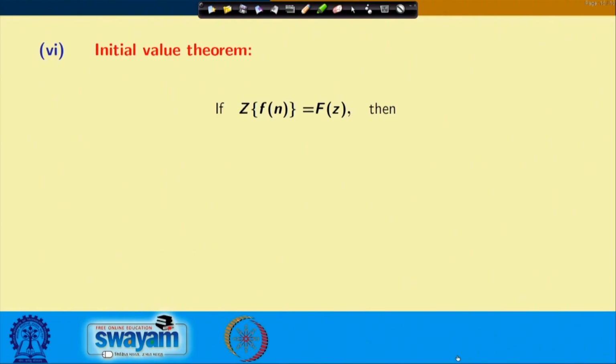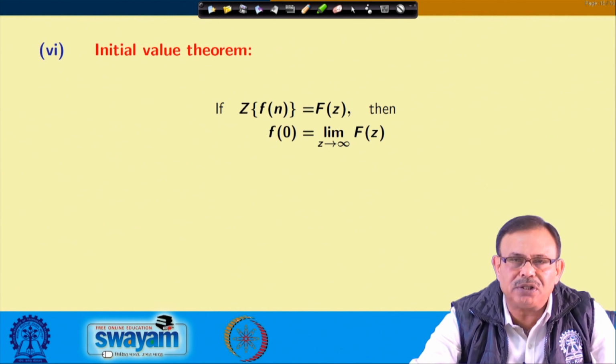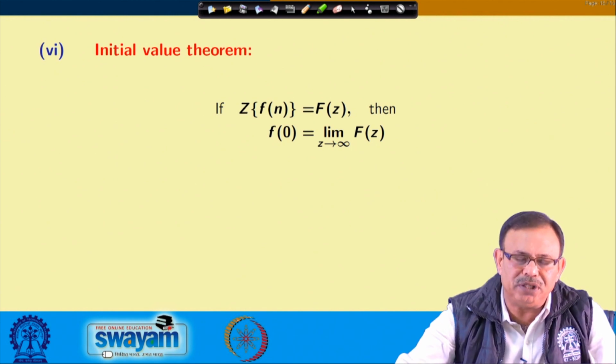So, in the last lecture of this series, let us start with one or two more properties to be very precise: the initial value theorem and the final value theorem of the Z transform. The initial value theorem says that if the Z transform of f n equals F z, then f 0 equals the limit as z approaches infinity of capital F z.